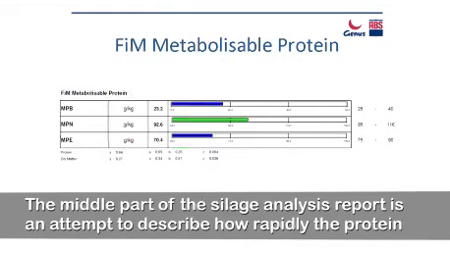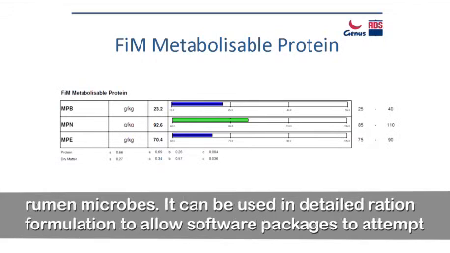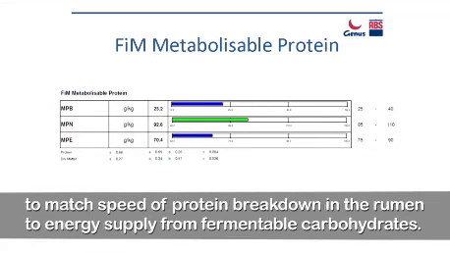The middle part of a silage analysis report is an attempt to describe how rapidly the protein present in the silage will be broken down in the rumen and how quickly it will be available to the rumen microbes, and how it can be used in detailed ration formulation to allow software packages to attempt to match the speed of protein breakdown in the rumen to energy supply from fermentable carbohydrates.